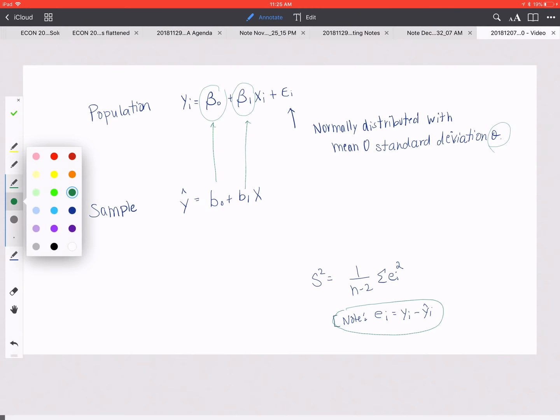Some people call the standard deviation the standard error, and that's what Gretl calls it. So this is the square root of s squared, equal to the standard error of beta 1.